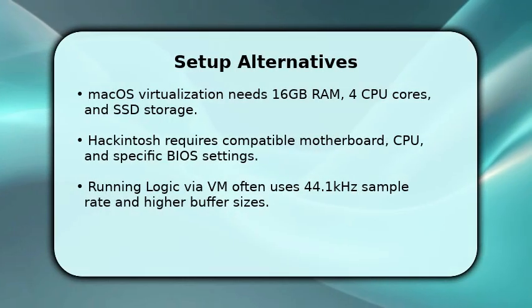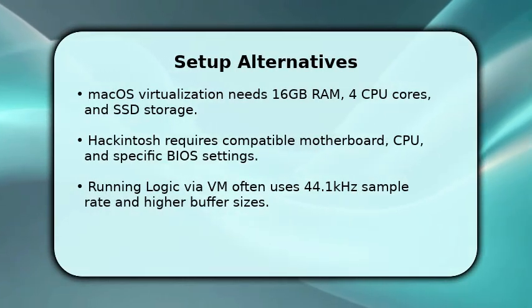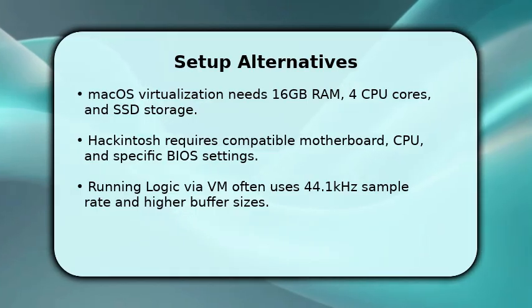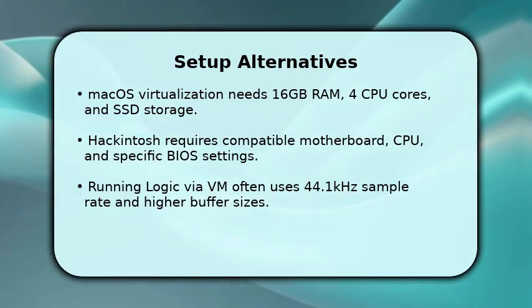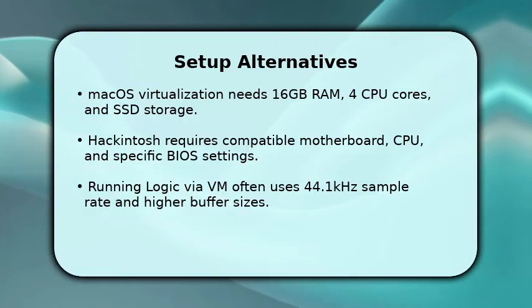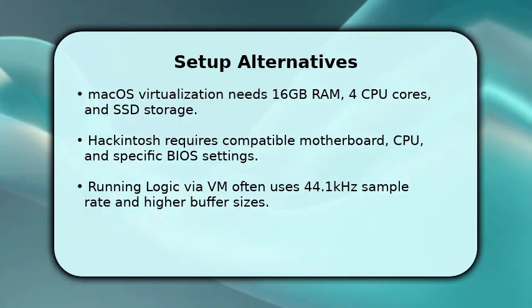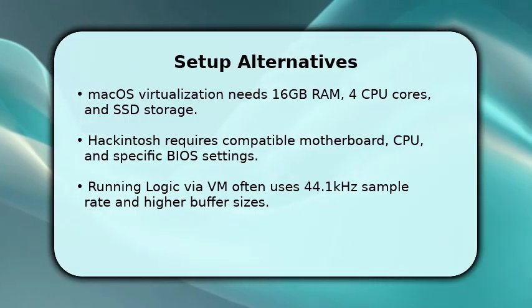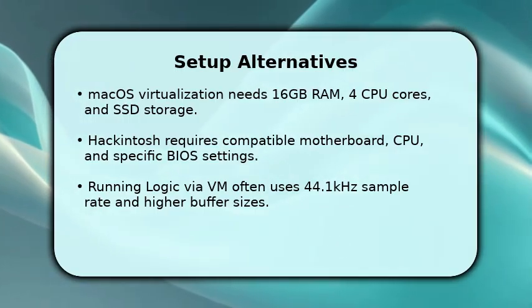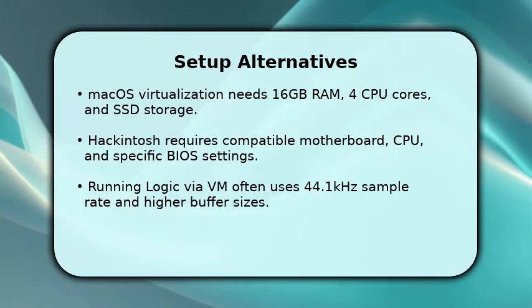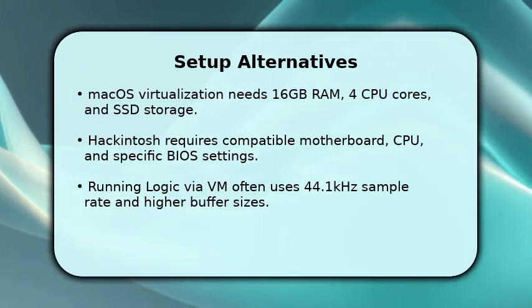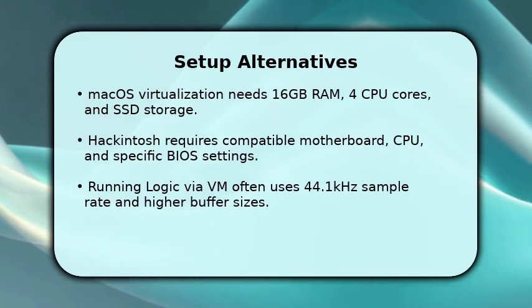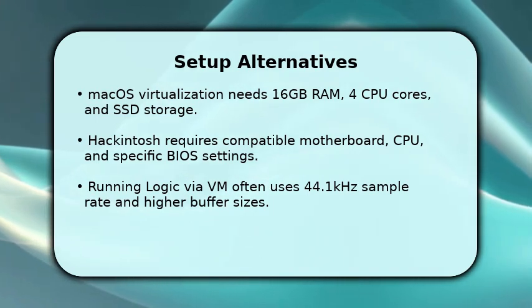If you try Mac OS virtualization, allocate at least 16 GB RAM and 4 CPU cores. Use a fast NVMe or SSD with 500 GB free for projects and sample libraries. Expect to work at 44.1 kHz or 48 kHz sample rates to maintain compatibility with Logic projects. Raise buffer sizes to 128 or 256 samples to reduce dropouts and audio glitches.